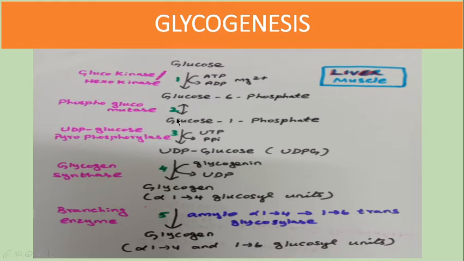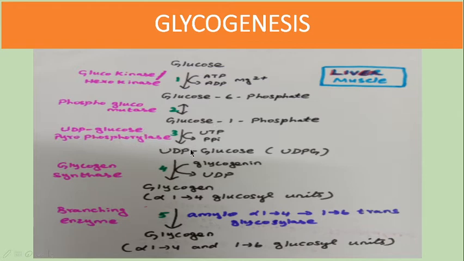The second step is that glucose 6-phosphate will be converted into glucose 1-phosphate with the help of the enzyme phosphoglucomutase. It is a reversible reaction. Then this glucose 1-phosphate will react with uridine triphosphate, UTP, to yield uridine diphosphate glucose, that is UDPG. This is called the active form of glucose. So UDPG will serve as the glucose donor. Pyrophosphate will be released in this reaction with the help of the enzyme UDP glucose pyrophosphorylase.